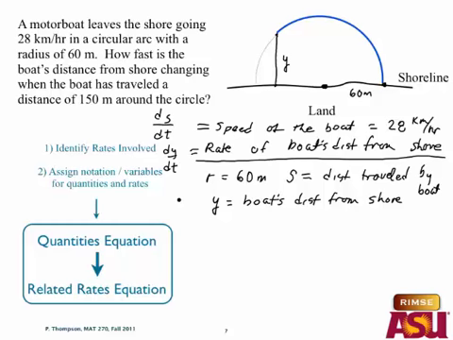Okay, so now we need an equation. We've got r is 60, s is the distance traveled by the boat, y is the boat's distance from shore. ds dt is the rate of change of that arc length, or the speed, 28 kilometers per hour, and dy dt is how fast that distance from shore is changing. Now we're ready to build our quantities equation. Have you learned anything today in our trig crash course? Can you write the quantities equation? See if you can do it.